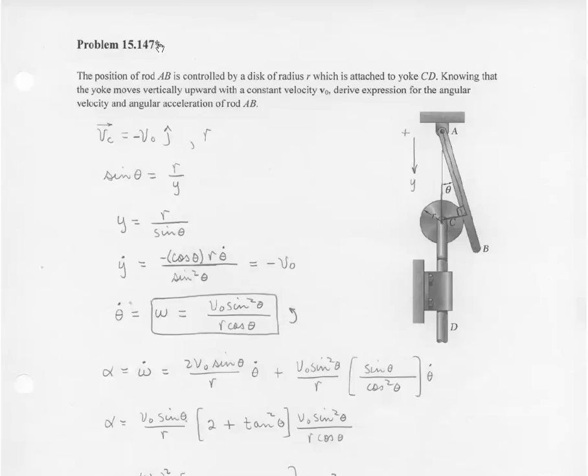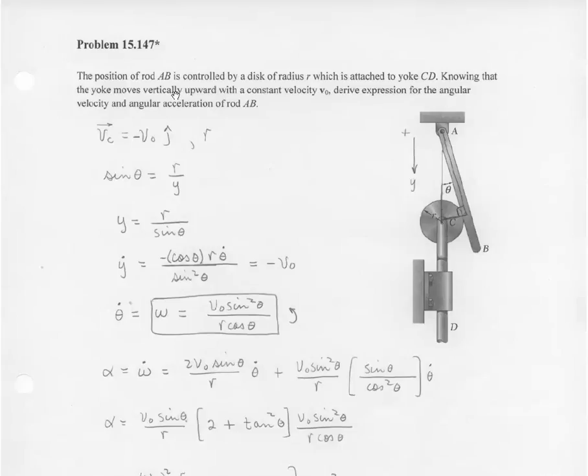15.147 has an asterisk with it, which refers back to a section, probably dealing with parameters. But anyway, we have a position of rod AB right here. It's controlled by a disc of radius R that's attached to a yoke there.